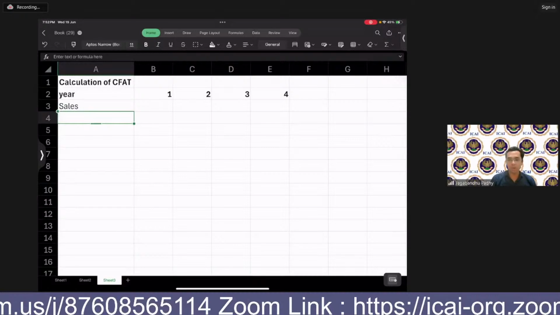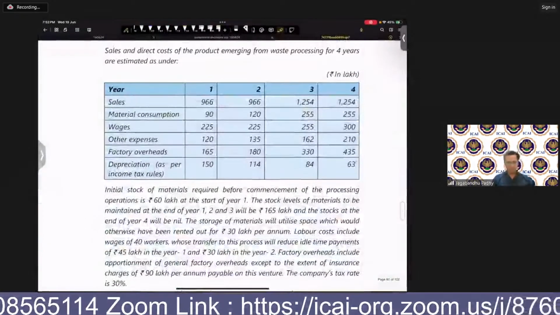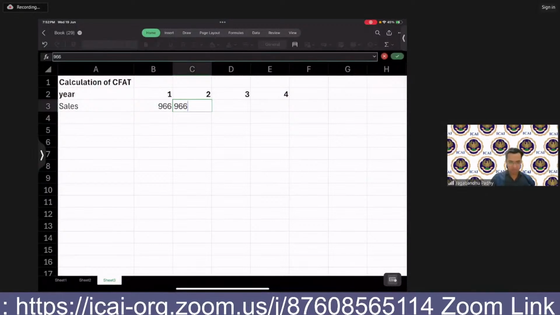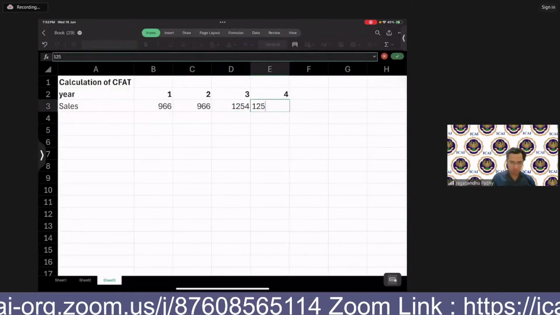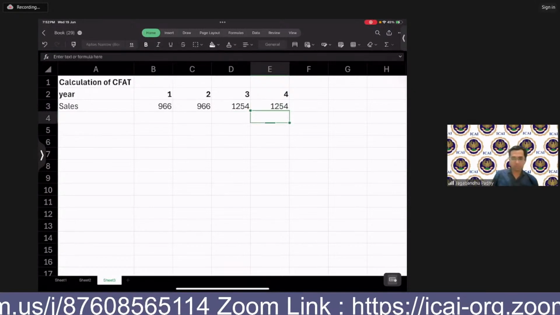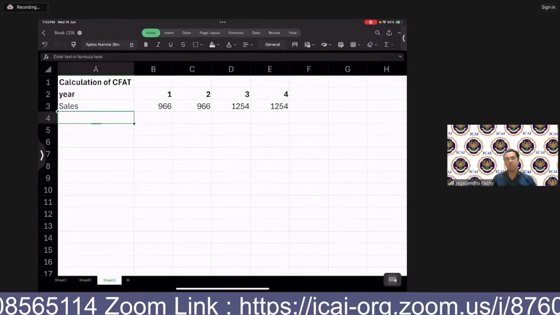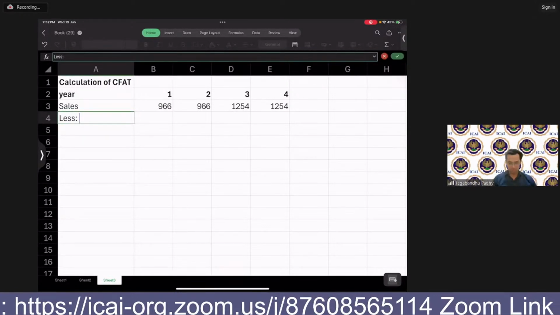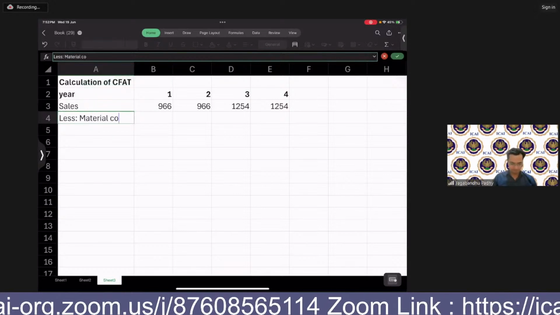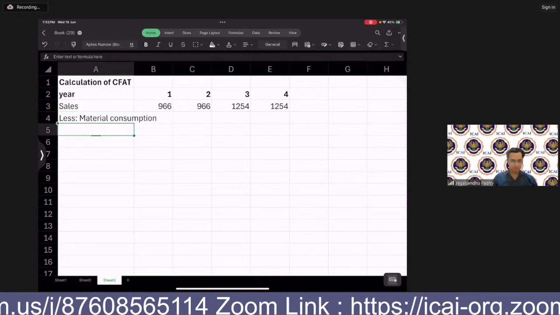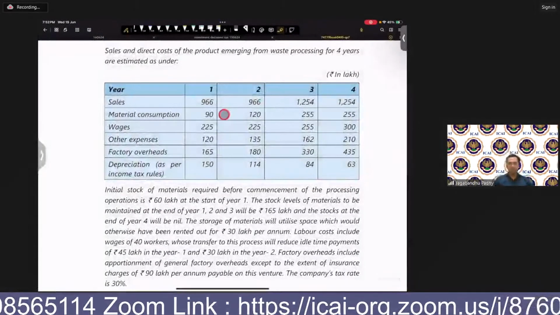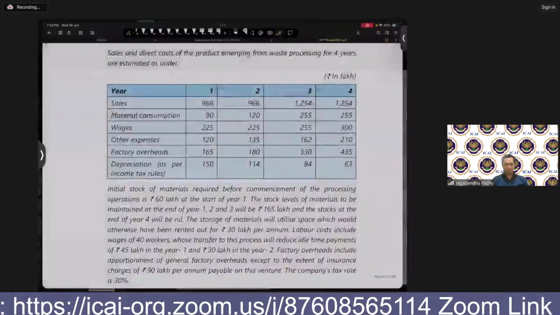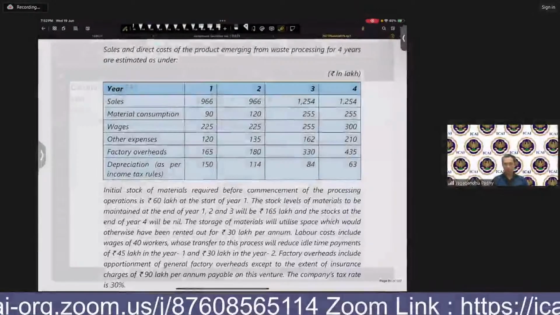So first, we need to take the value of sales. Sales values are given in the question, which are 966, 966, 1254, and 1254. Right, and from the sales, we are going to reduce all the costs and add all the savings that we have. From this, we will be reducing the material consumption. Material consumption is given in the question, which is 90, 120, 255, and 255.